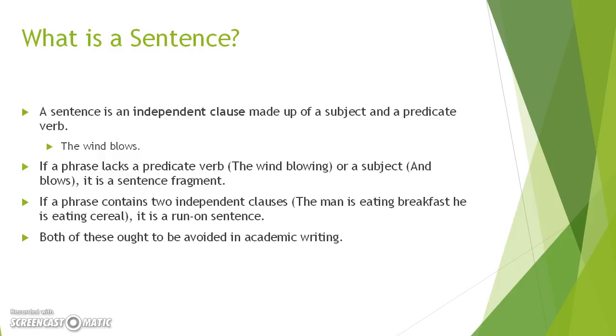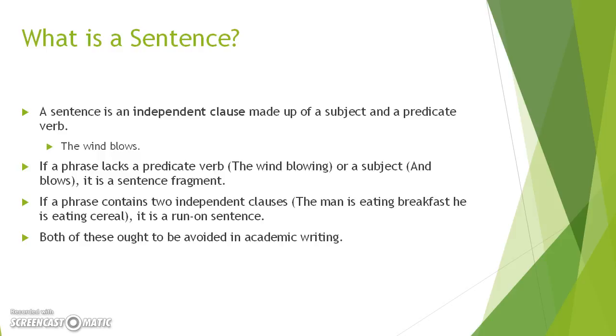So, before we can actually talk about what makes a sentence fragment or a run-on sentence, we need to talk about what makes a sentence. Most of you probably already know this. A sentence is an independent clause made up of a subject and a predicate verb. So in the sentence, the wind blows, the wind is the subject and blows is the predicate verb. Because the subject is a thing that is doing something and the verb is the thing that is being done.